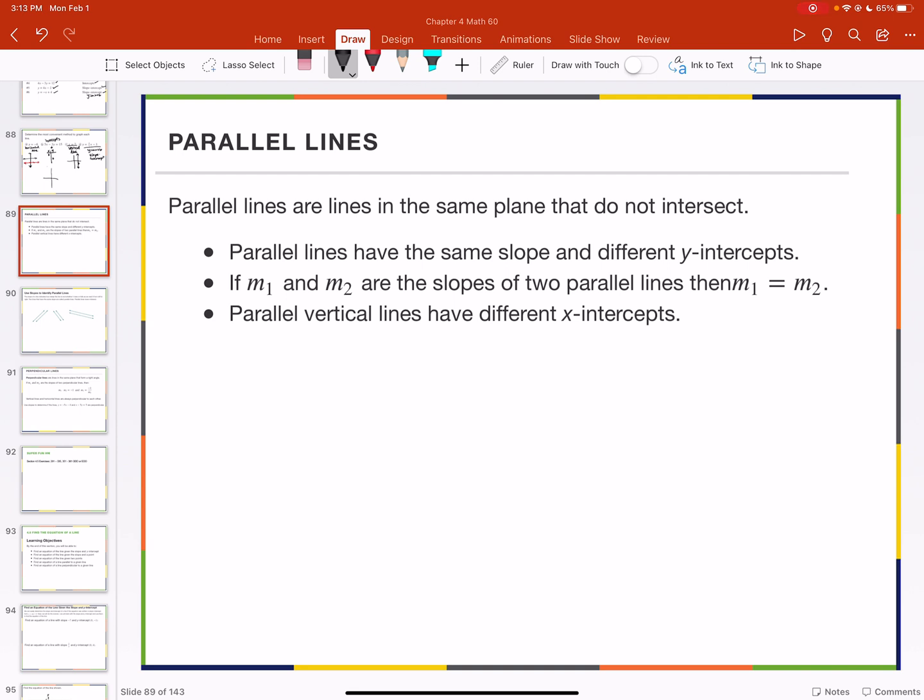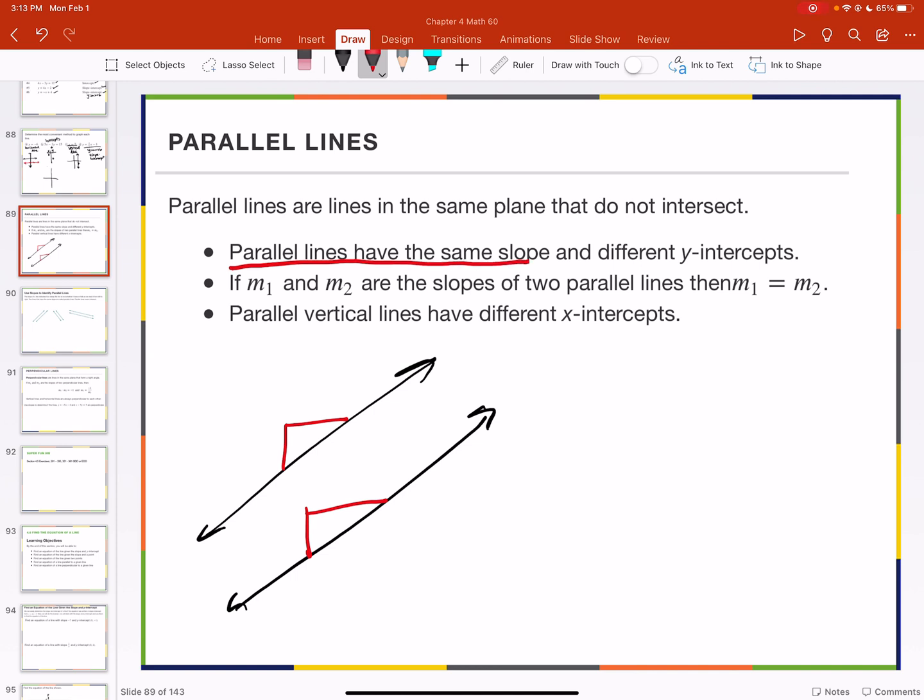What are parallel lines? They're lines that are in the same plane that never cross, right? So in order for them to never cross, they have to have the same slope. They have to behave exactly the same way so they never touch, okay? So parallel lines have the same slope, but they have different y-intercepts, okay? So if you have two different parallel lines, then that means that the slopes are equal.